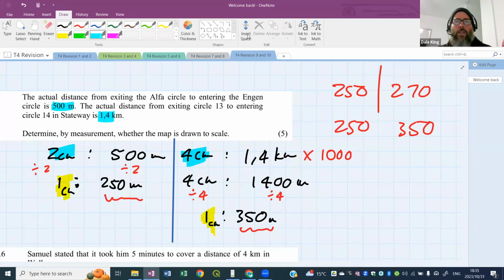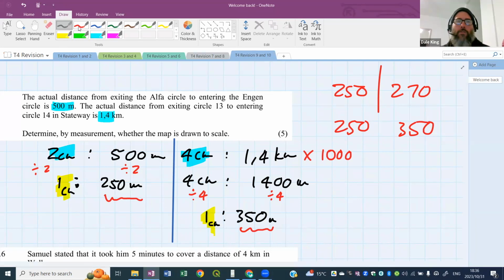Okay. Now, the point of this question is to compare apples with apples. So we created two ratios using those two distances and the information they gave us, and brought these two ratios down to 1 is to something. Both must be the same. And we can see here, no. That should be the same for both of them.